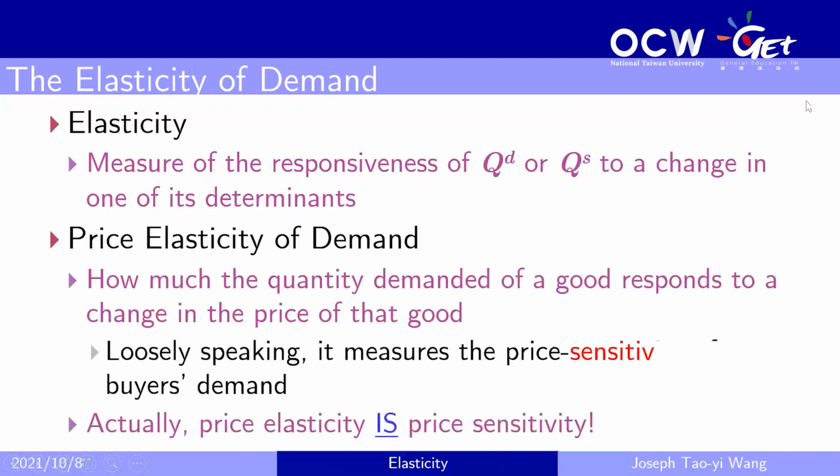And so in the textbook, it says, loosely speaking, it measures how sensitive buyer's demand is to prices. To me, price elasticity is precisely price sensitivity. It's the same thing. It's just that economists borrowed the term elasticity from physics. And so back in the days when economists hoped they could be the physics of social science. But nowadays, if you don't understand the term elasticity, well, that's fine. Just replace it with sensitivity. That's exactly what it is.